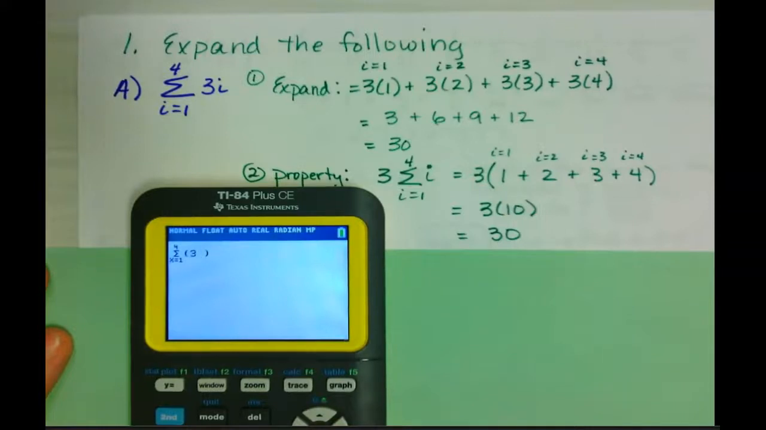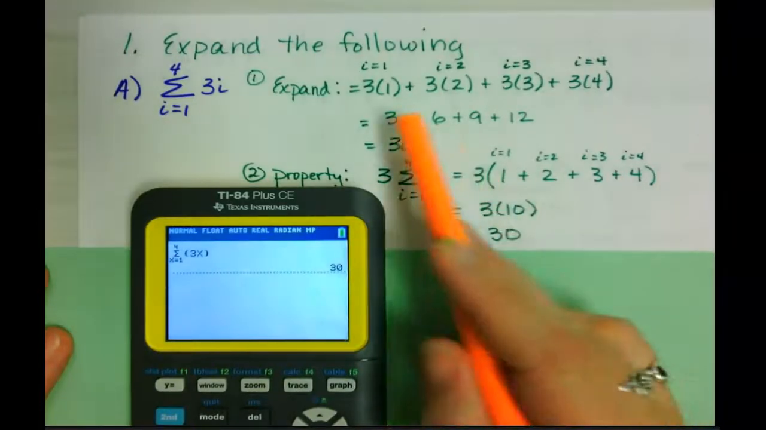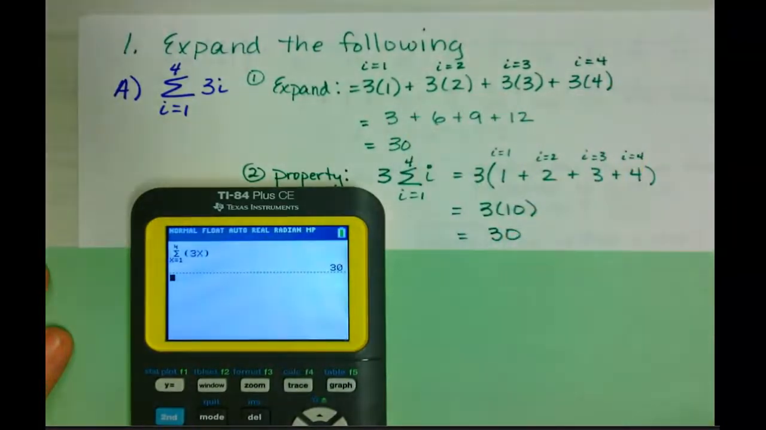And because I used an X as my index variable, I need to use an X in my sequence. And so when I put that in, it's going to do that same evaluation we did right here, and it's going to get the same 30 that we got. So you can use that as a way to check yourself. You can also do math 0, and that gives you the template as well. So there's more than one way to get it.